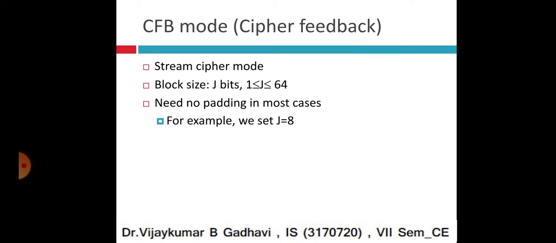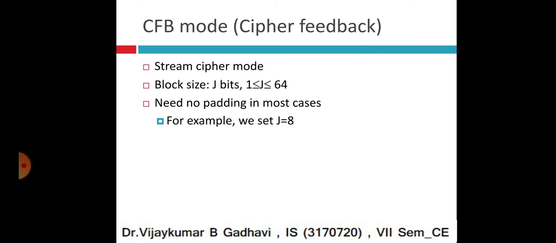Now we are starting with unit number 3, conventional encryption techniques. In the last lecture, we saw the various techniques of encryption and decryption with multiple examples. Now we continue with cipher feedback, that's called CFB mode.